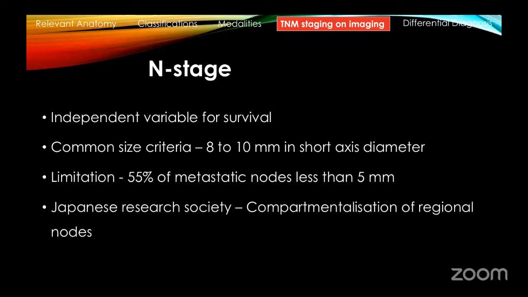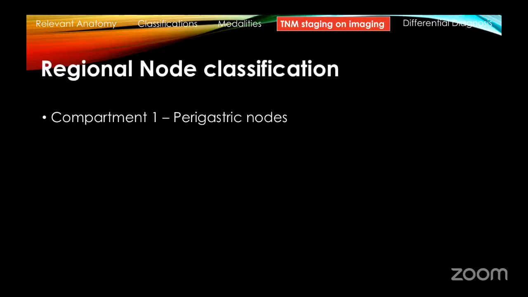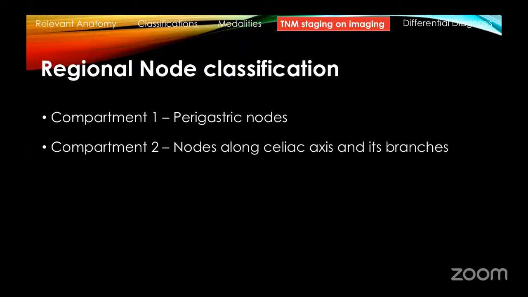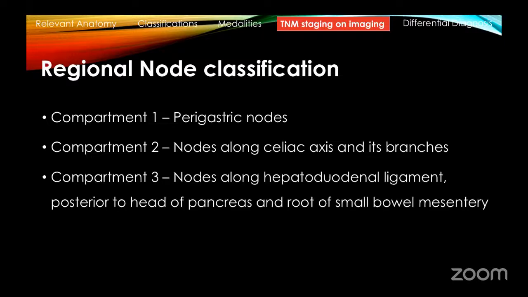So, the Japanese Research Society has suggested the compartmentalization of regional nodes, and here's how it goes. So, compartment 1 is the perigastric nodes. Compartment 2 is the nodes along the celiac axis and its branches. Compartment 3 are the nodes along the hepatoduodenal ligament, which is part of the lesser omentum, posterior to the head of the pancreas, and along the root of the small bowel mesentery.